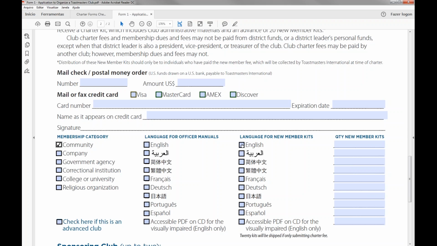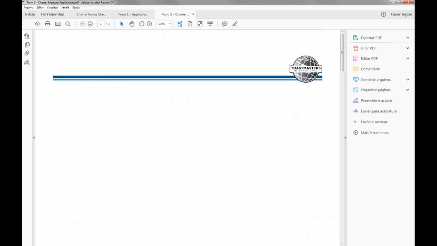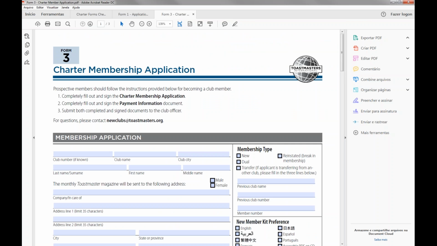When you start meeting regularly, you start having new members in the club. When they join the club, they need to fill out a new form that is mandatory for the charter process. That form is called, let me open the charter members application. By the way, everything is documented and I will share the information with you.